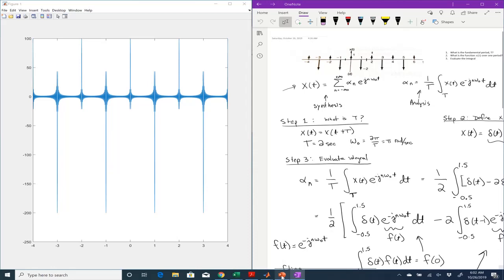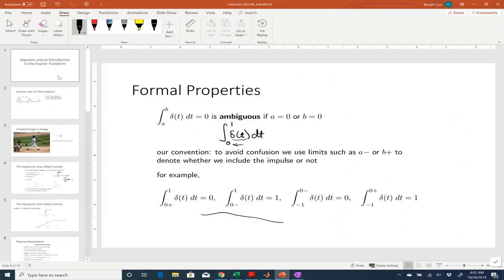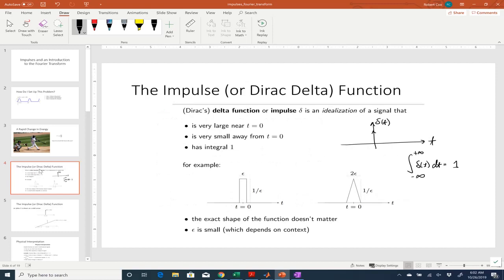If I go back to our definition of this impulse or delta function, what I said is that the delta function is really, really large near t equal to 0. So it's really, really high and really, really skinny, okay? The true delta function has an area of 1, but it's super high and super skinny.